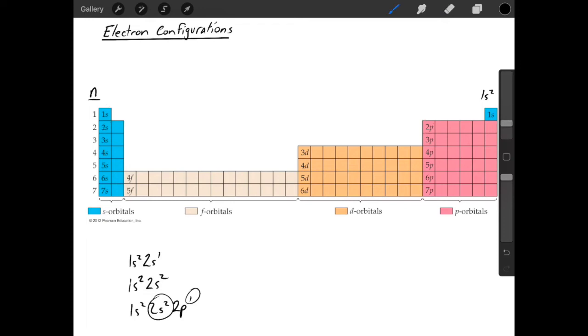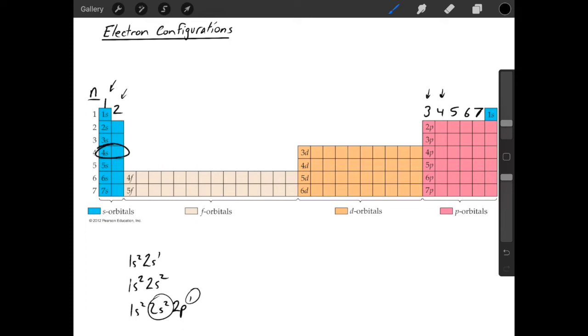You can actually label across the top 1, 2, 3, 4, 5, 6, 7. And the number at the top of the periodic table that I've just written will tell you how many electrons are in the valence shell. Hydrogen has 1, beryllium has 2, boron has 3, carbon has 4, and so on. And this will be true for every row of the periodic table.